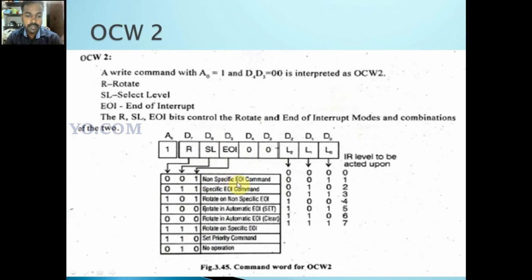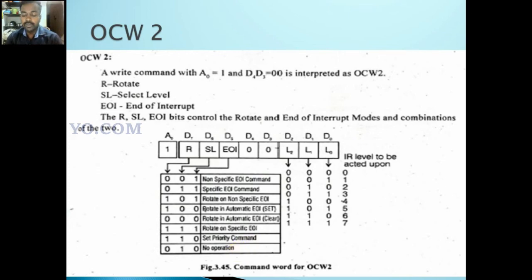Then D4 D3 is 01 here. Then ESMM and SMM, these both are combined together for the special mask mode. Here we have 4 different operations: 00 and 01 mean no operation, 10 means reset special mask, 11 means set special mask. D7 is 0 here, A0 is also 0. So this is the operational command, OCW.